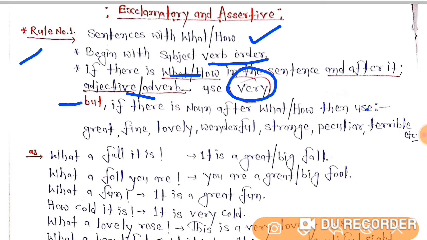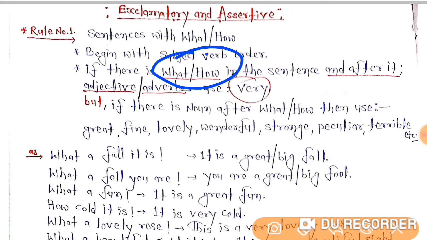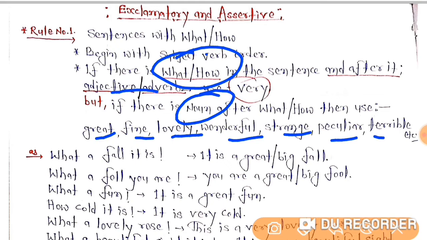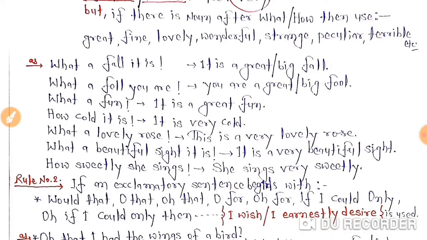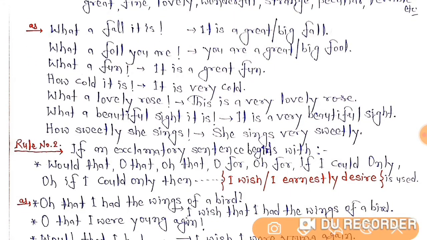But if there is a noun after what and how, if there is no adjective and adverb, if there is a noun, then what do you have to use? While transforming, interchanging the sentences, you have to use great, fine, lovely, wonderful, strange, peculiar, terrible. One of them, as per the sense, you have to use, right? Now let's understand it with the help of some examples.